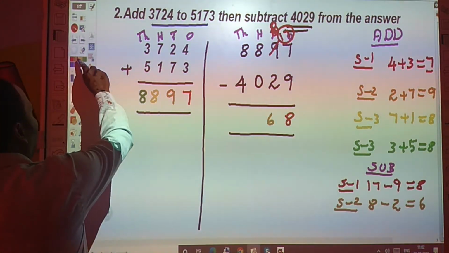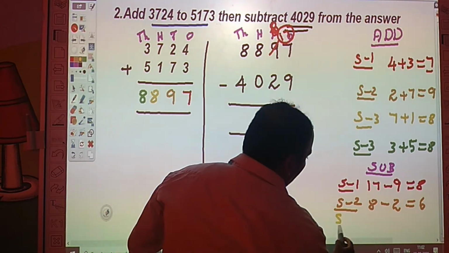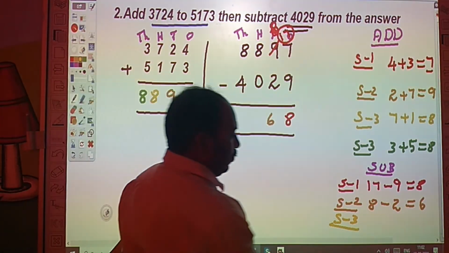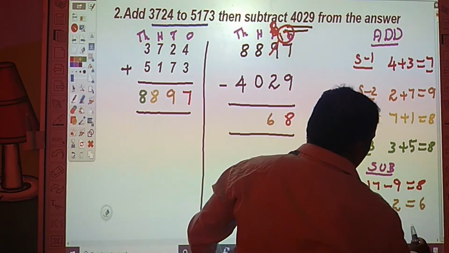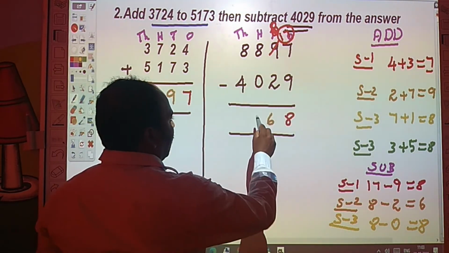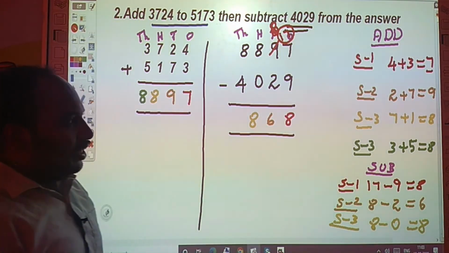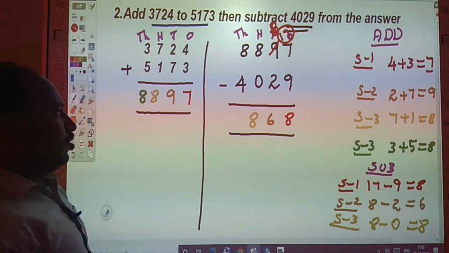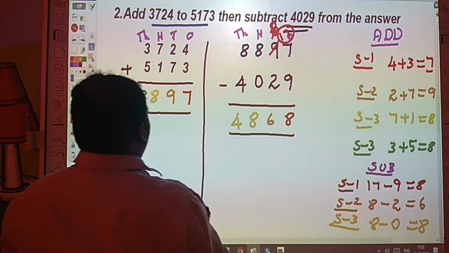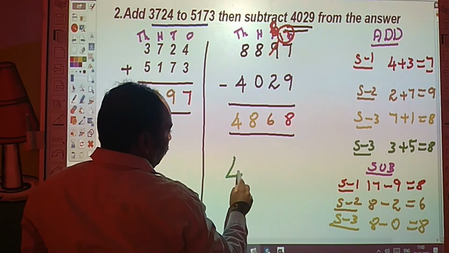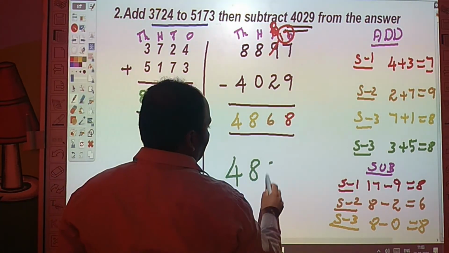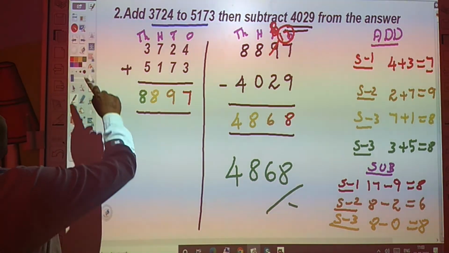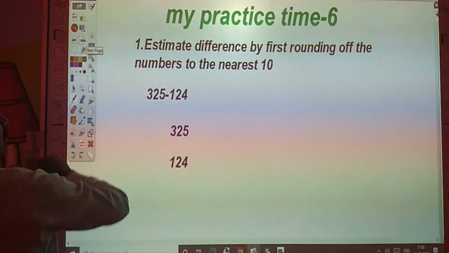Then step 3, the hundreds place. Here our hundreds place value is 8 minus 0, which is equal to 8. The number 8 is written in the hundreds place, 800. The next is the thousands place: 8 minus 4 is equal to 4. So our answer is 4868.